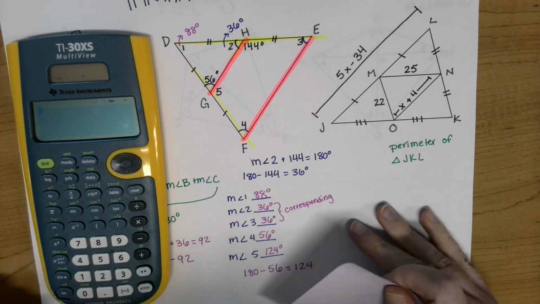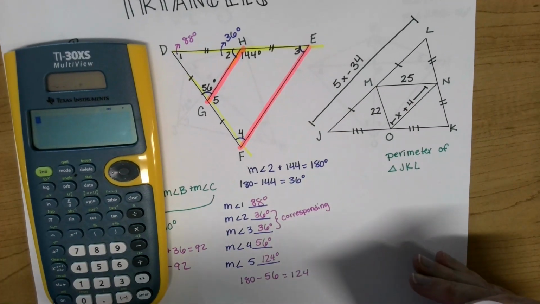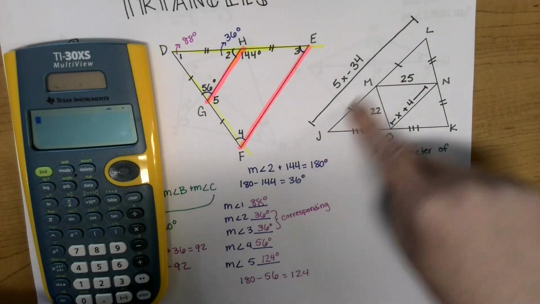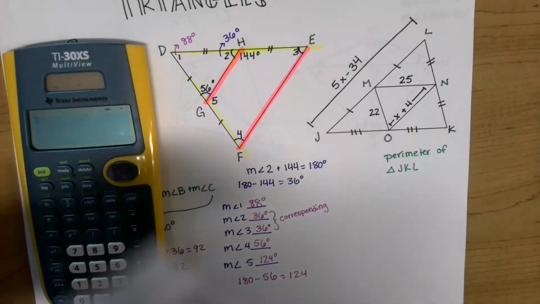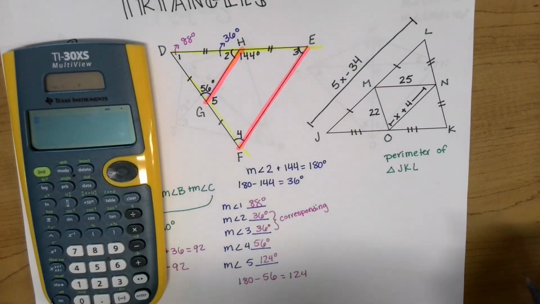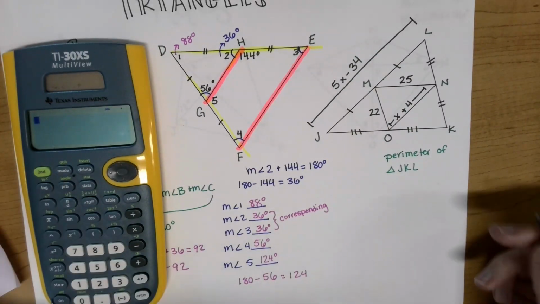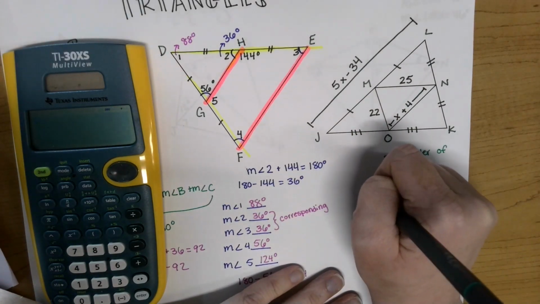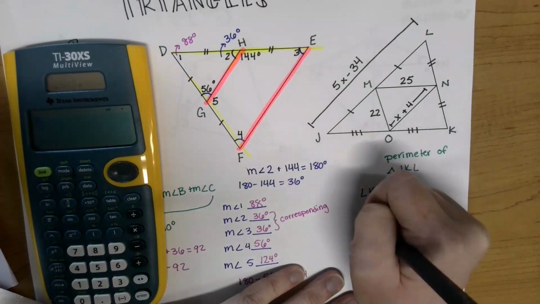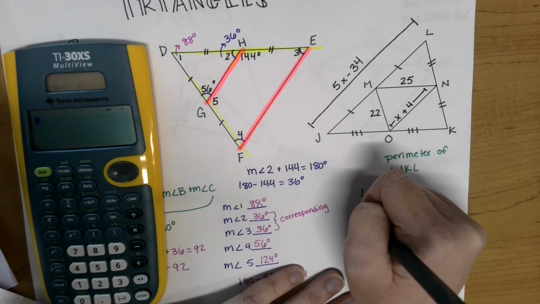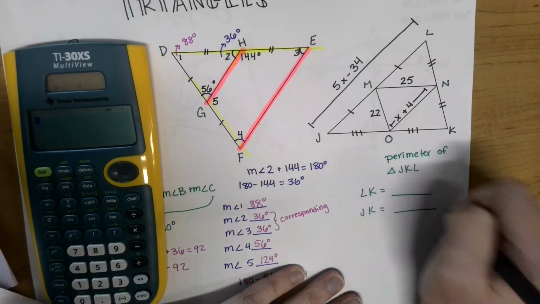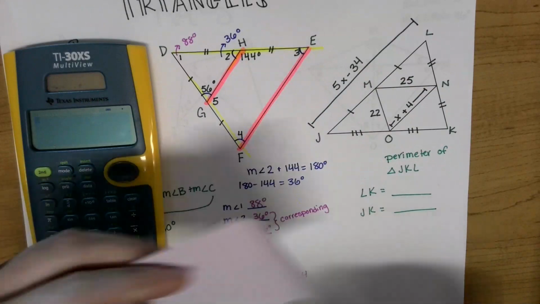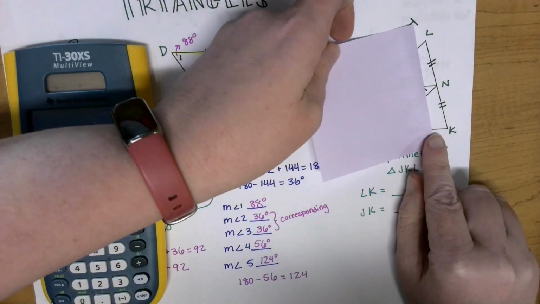So there's a lot going on here right now. What I need is the outside edges, like this side, this side, this side, and I can add them up to get the perimeter. So let's look at just figuring out what LK is. And then we'll figure out JK, and we'll handle JL in just a minute. Okay, so I want to look at just LK.